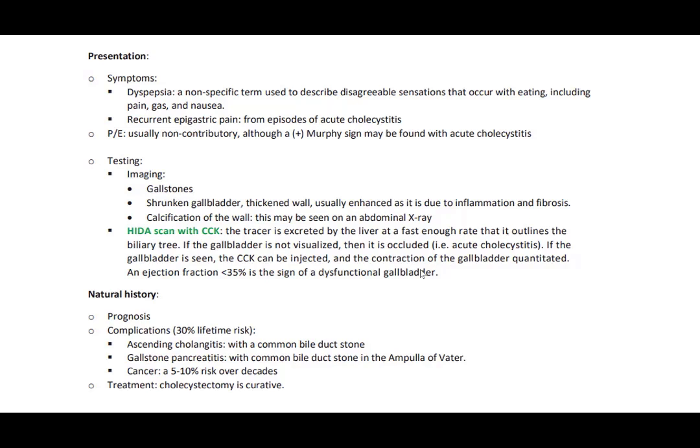Again, the diagnosis is made through imaging, where we can appreciate gallstones, a shrunken gallbladder, and a thickened wall, which usually is enhanced due to inflammation and fibrosis. We can also see calcifications, and these can be seen on an abdominal X-ray.